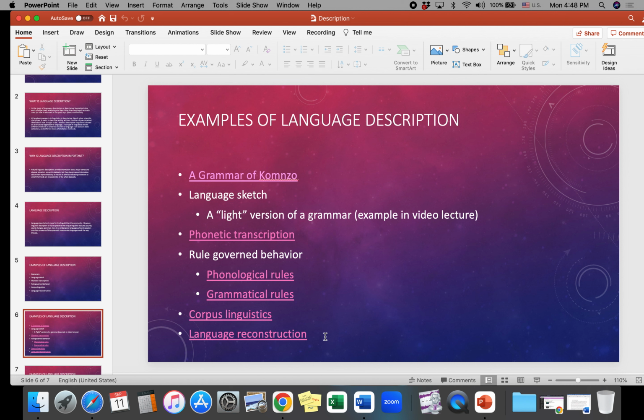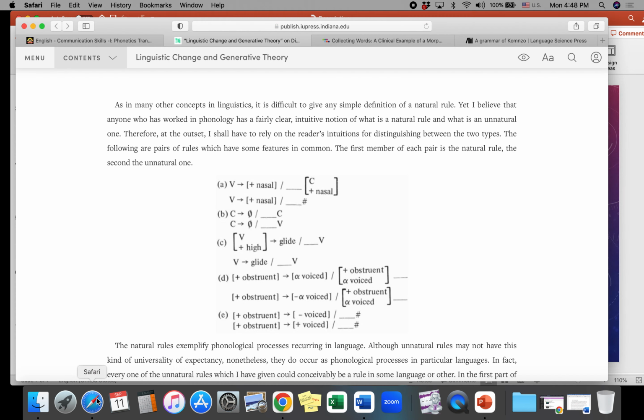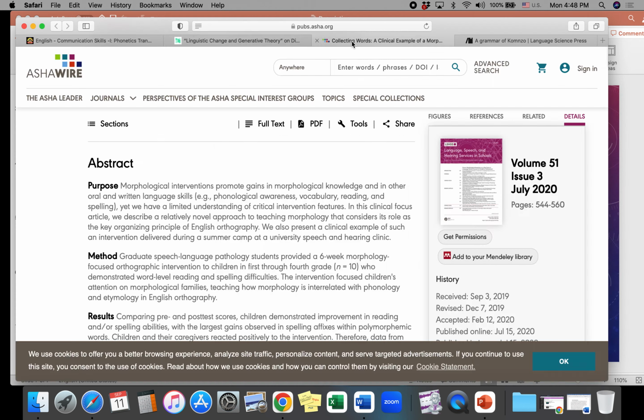Okay, so those were more examples of language description, the things that I showed you, like the Potawatomi grammar. Here is a little bit of information about describing morphology. So morphology is words and the parts of words. And so here we have in English how words are put together.